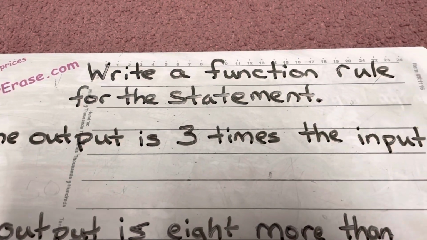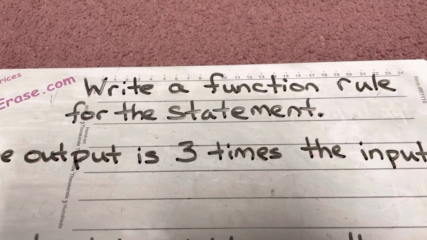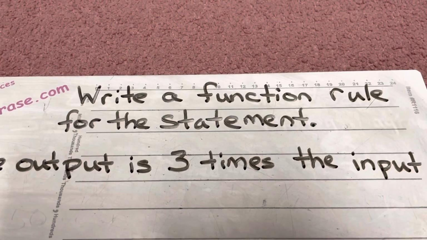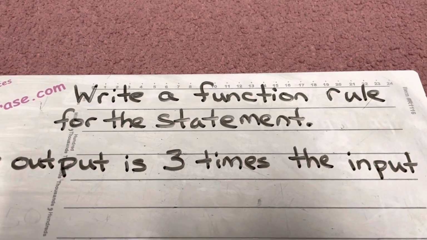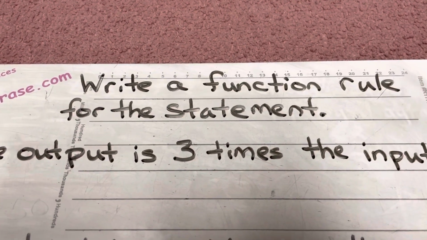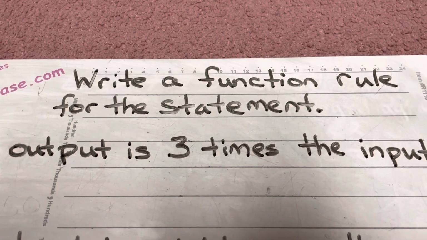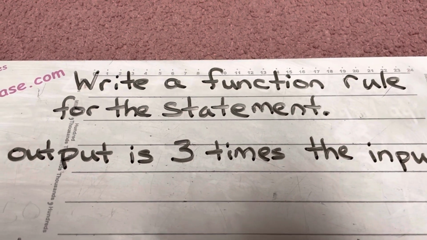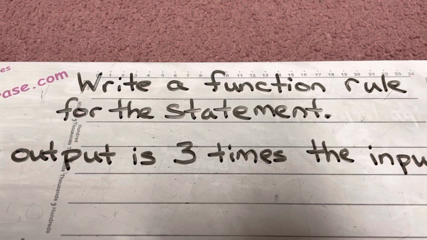We're continuing along here in chapter 7, lesson 7.2, and this is technically going to be 7.2a. We're going to divide lesson 7.2 into two lessons, and we have two parts that we're going to look at today. The first one says write a function rule for the statement.